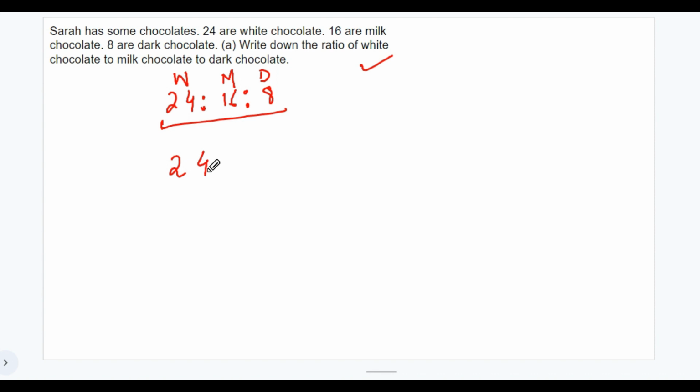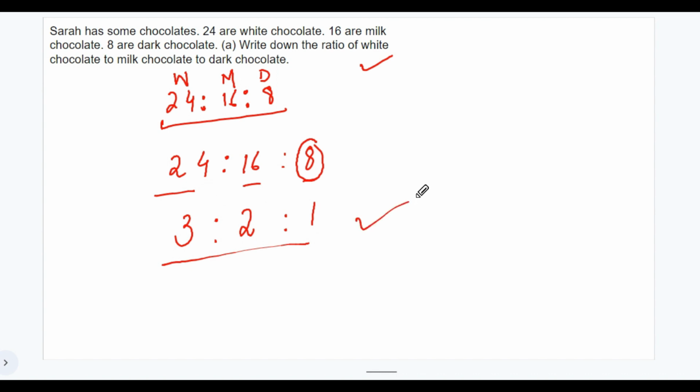So here is 24, 16 and 8. You need to find the highest common factor, and you know that 8 can divide all these numbers. 8 times 1 is 8, 8 times 2 is 16, and 8 times 3 is 24. So this is simply your answer.